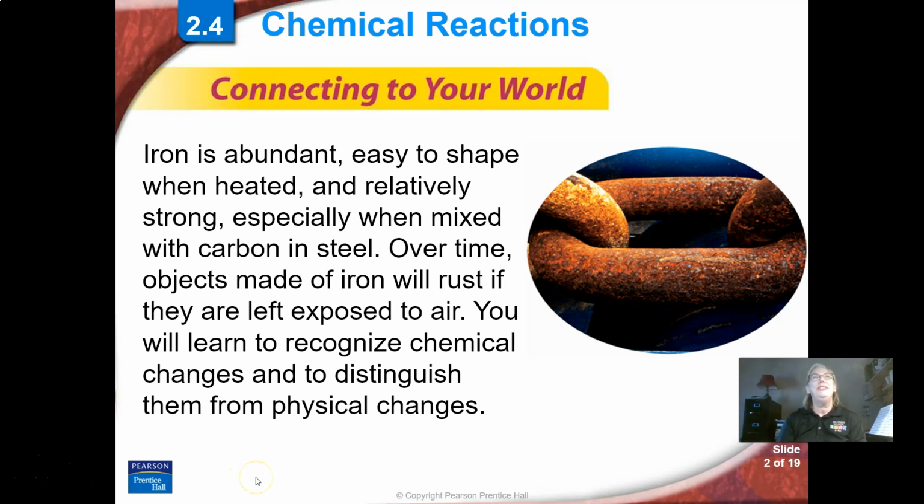We're going to talk about chemical bonds today. So this is all about chemical reactions. When you have iron and you leave it outside in the rain, it turns into rust color. So it changes from that metallic color, and it turns into this iron rust color.